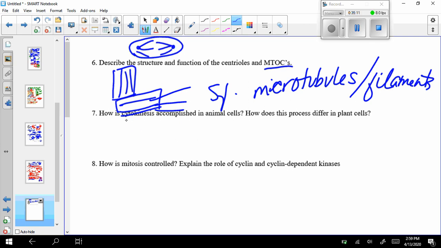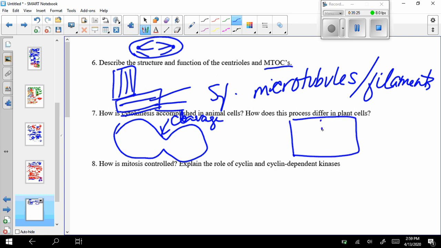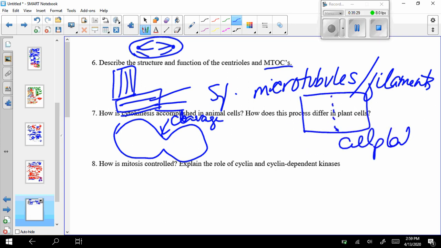All right, how is cytokinesis accomplished in animal cells and plant cells? So in animal cells, you have what's called a cleavage furrow. So it begins to break into two by pinching in. But in a plant cell, it forms what's called a cell plate down the middle of it. And that will eventually form the wall and separate two walls, a wall for each side.